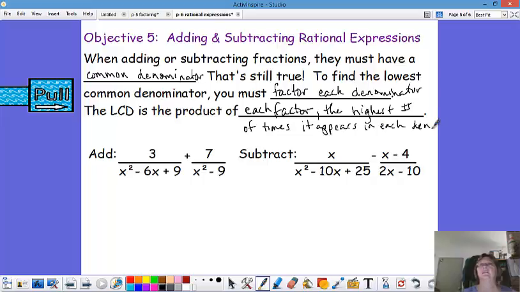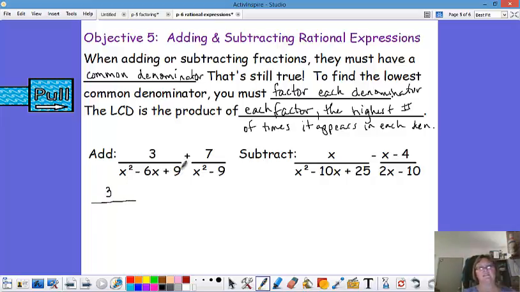All right, let's see how that works. We're going to add these two fractions, and they obviously do not have the same denominator. In order for us to find the common denominator, we need to factor those bottoms. So I'm going to rewrite my problem here. 3 over. And I'm looking at this.